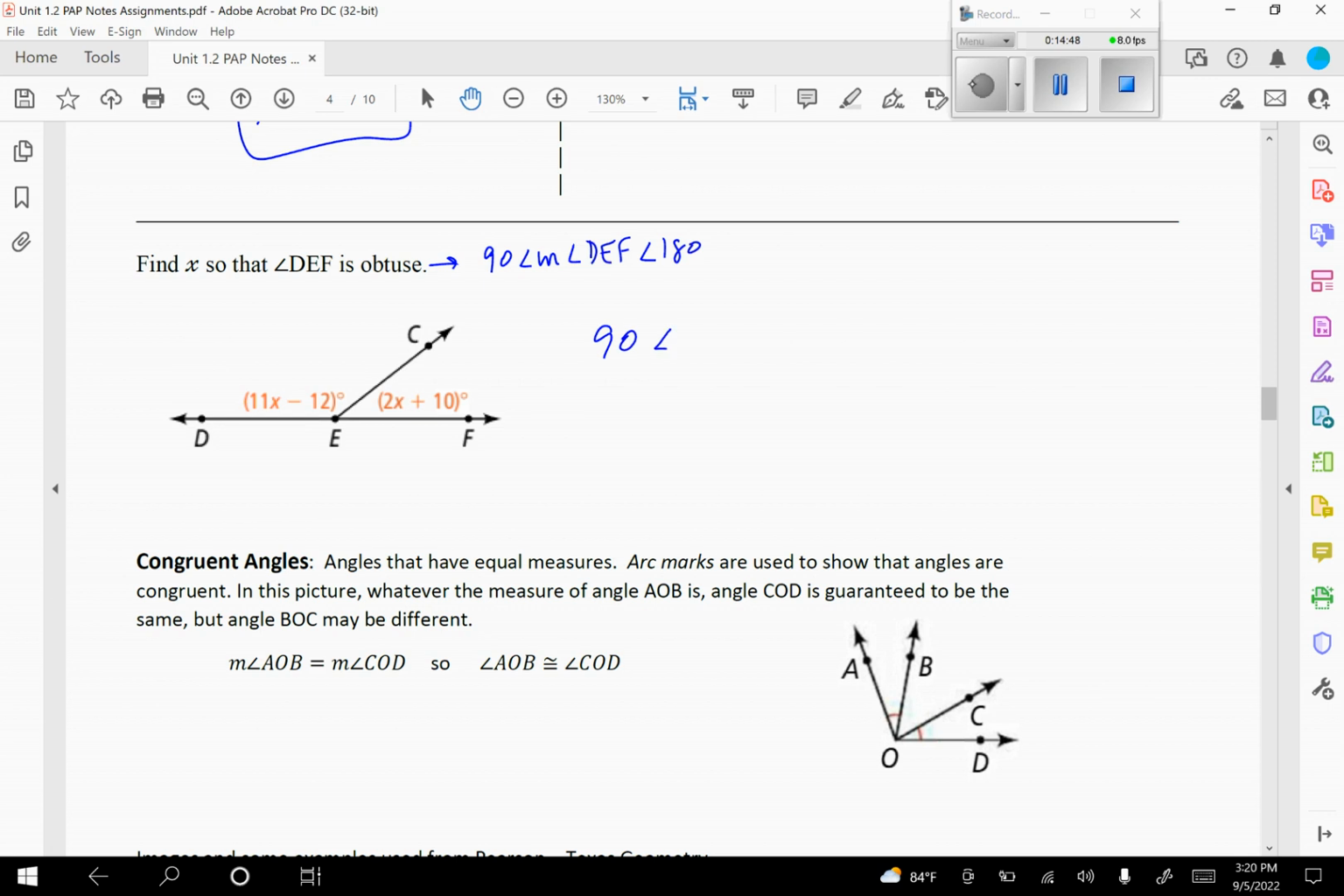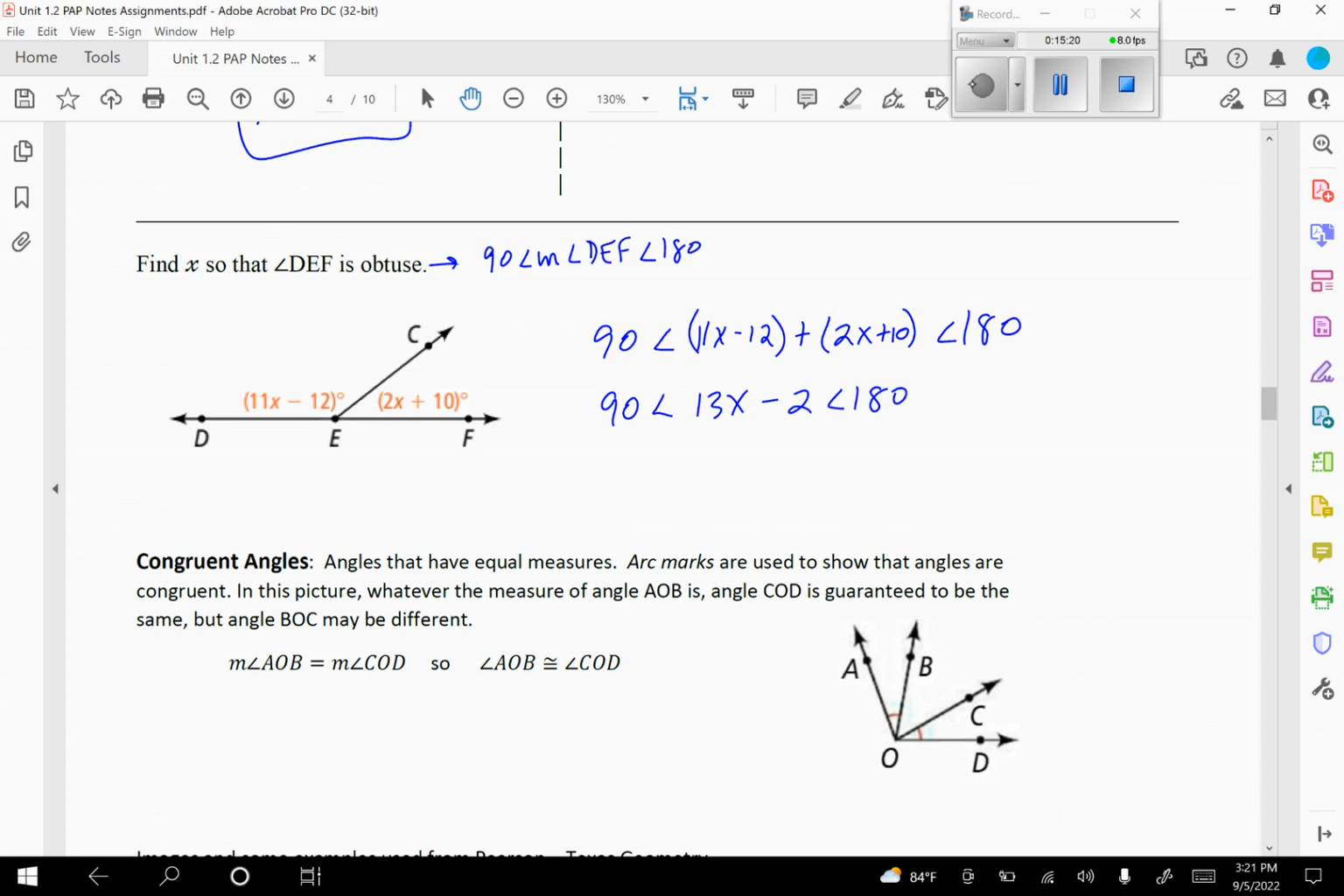So 90, and then we have 11x minus 12, plus, and then we have this 2x plus 10. And when we add the two parts together, it has to be between 90 and 180. So now we just go and do our algebra. So 90 is less than, and we have an 11x and a 2x, and we're adding. So that's 13x. And then we have a minus 12 and a plus 10. So that's going to end up as minus 2.